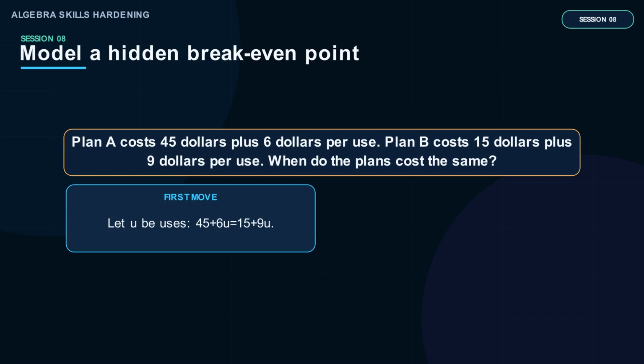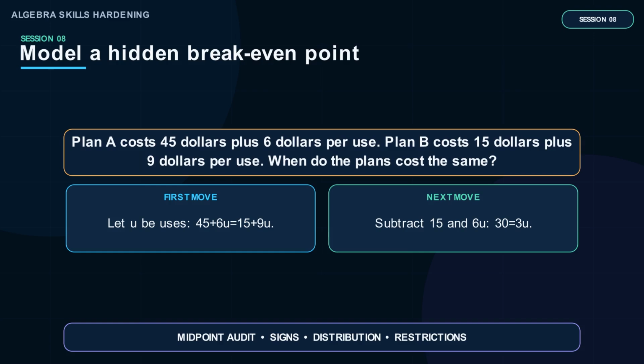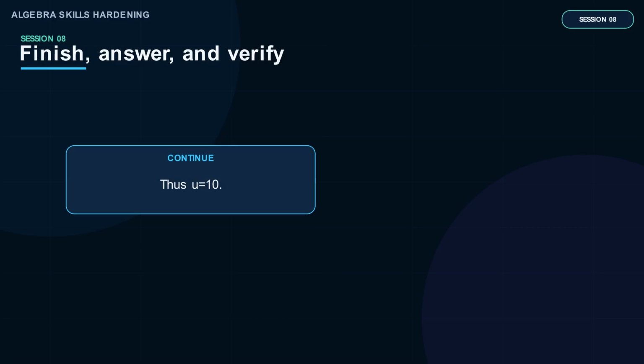Next, subtract 15 and 6U: 30 equals 3U. Keep the relationship visible and apply the operation to every required term. Now audit distribution, signs, copied values, and restrictions. A brief midpoint check is cheaper than rebuilding the solution. Continue with the third step. Thus, U equals 10. State what the transformed line tells you.